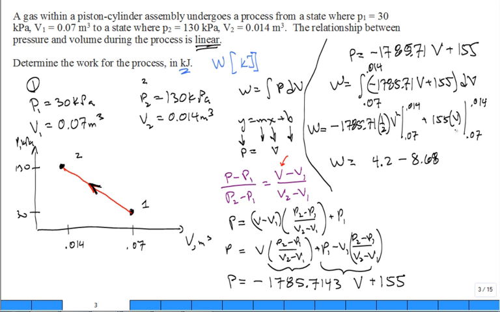Also, I didn't chase my units on this, did I? Let's go ahead and take a look at our units. What are the units on this pressure? I forgot to do that. That is in kilopascal. What are the units on this 155? That's kilopascal. What are the units on this negative 1785.71? That's kilopascal per meter cubed, isn't it? Because V is in meter cubed. So that constant does have units, and when you come down here, you could see that it's going to be kilopascal times meter cubed.